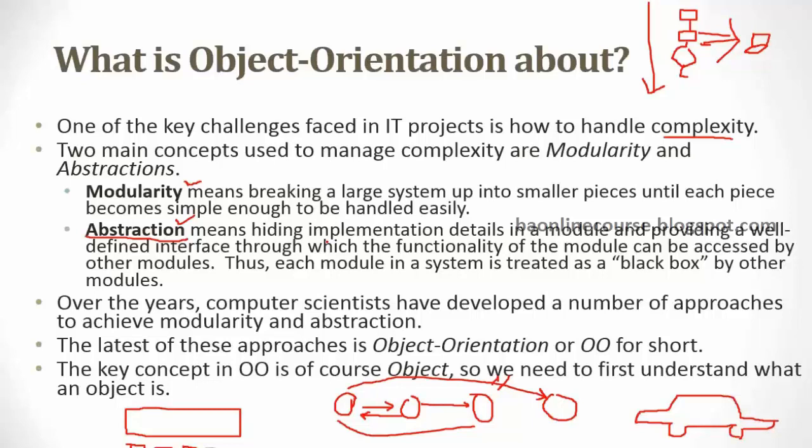So effectively, what object orientation did was break down a large system into smaller modules and allow them to interact with one another through well-defined interfaces. That basically is the main reason why object orientation is so popular.